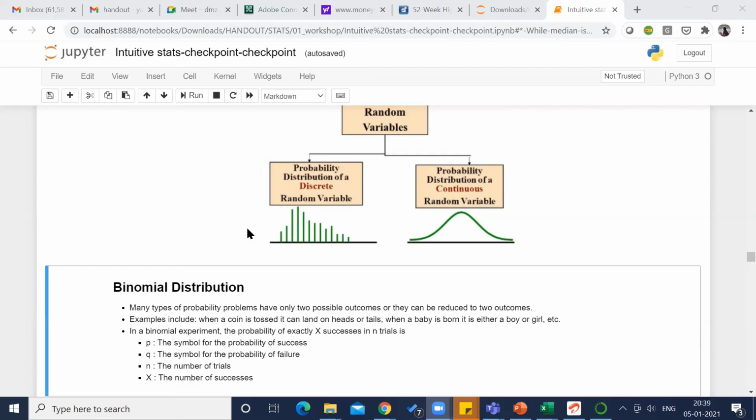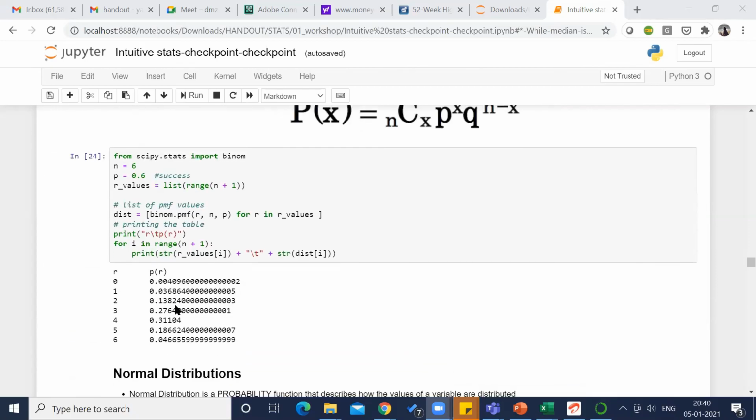So the center point, 5 heads, will have the highest point on the y-axis because that will be the highest probability. Getting only one head out of 10 will be very low probability. 2 heads out of 10 will be slightly higher. 3 heads out of 10 will be slightly higher. 4 heads out of 10 will be slightly higher. 5 heads out of 10 will be the highest point on that graph. And then again, it will start decreasing. 6, 7, 8, 9, 10 onwards again minimum. So that is what a binomial distribution basically is, guys.